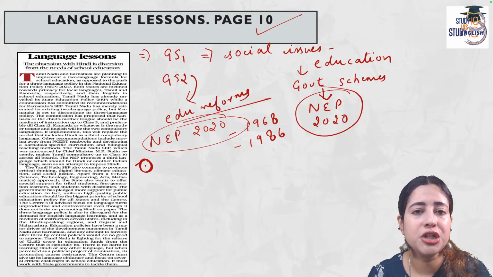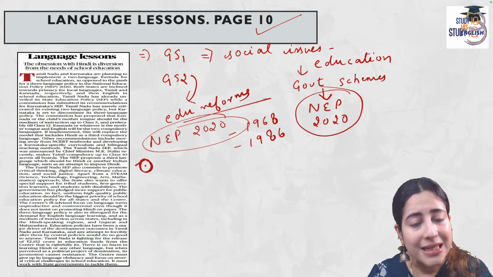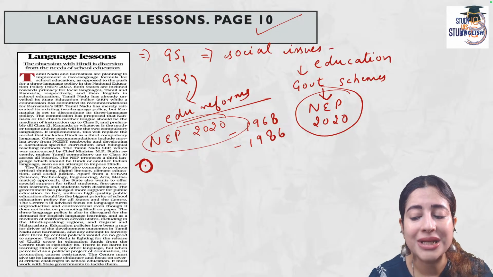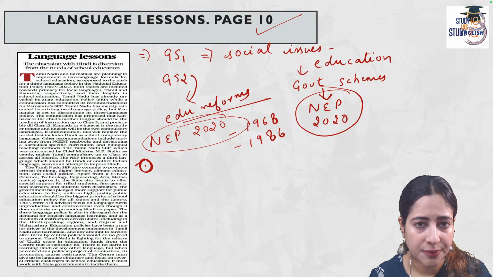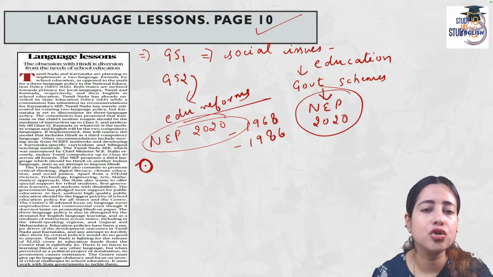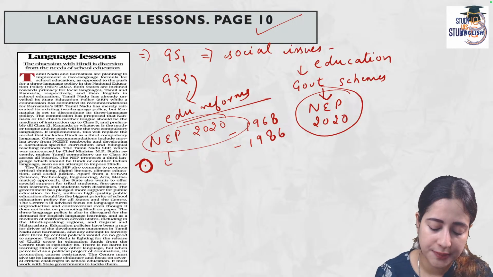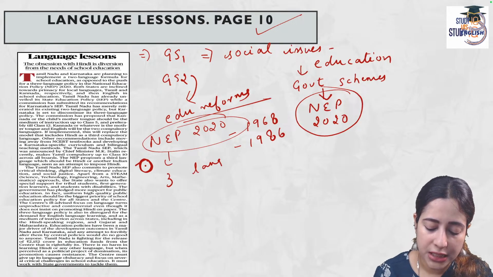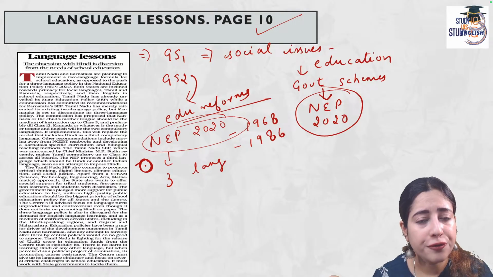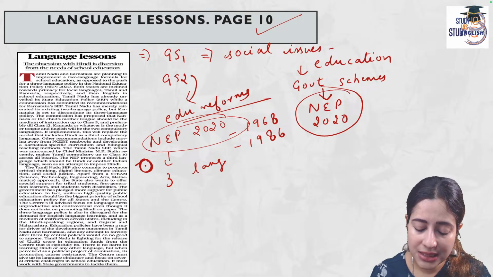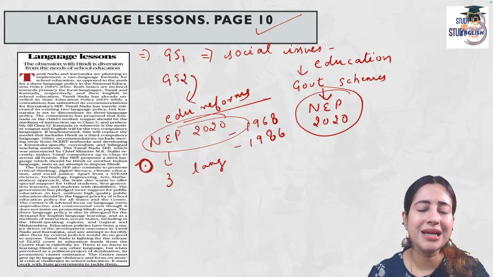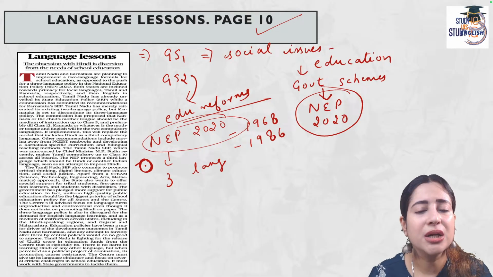Another important feature of this education policy is to create a three language formula in India, which means every state in India should teach at least three languages to the students. One being English, another being the official language of the state, and third being Hindi. This was propagated to create a unity in India, linguistic unity.